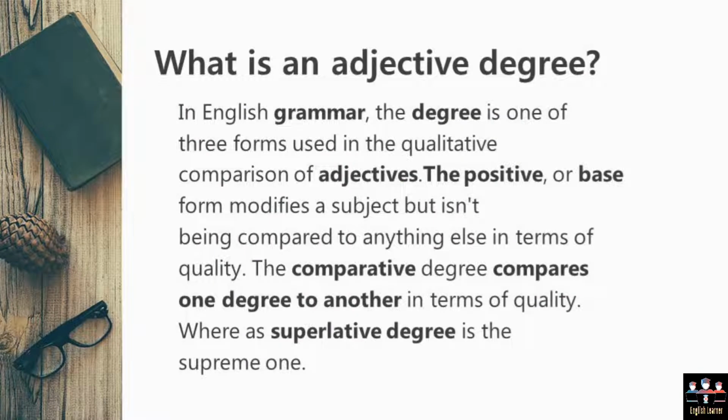First of all, we are going to study what an adjective degree is. In English grammar, the degree is one of the three forms used in the qualitative comparison of adjectives. The positive or base form modifies a subject but is not being compared to anything else in terms of quality. The comparative degree compares one degree to another in terms of quality, whereas the superlative degree is the supreme one.